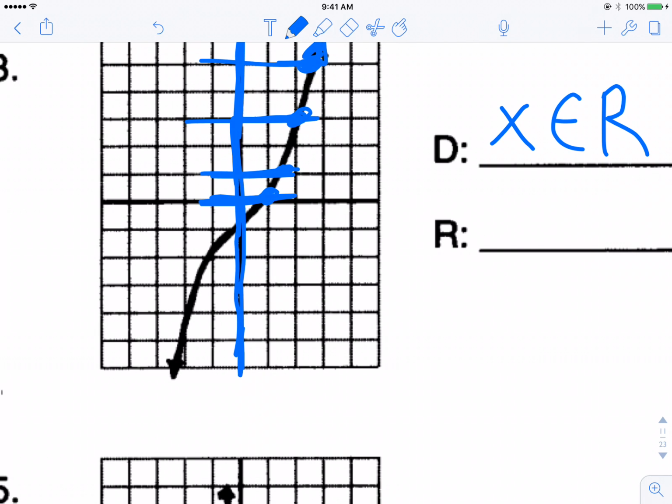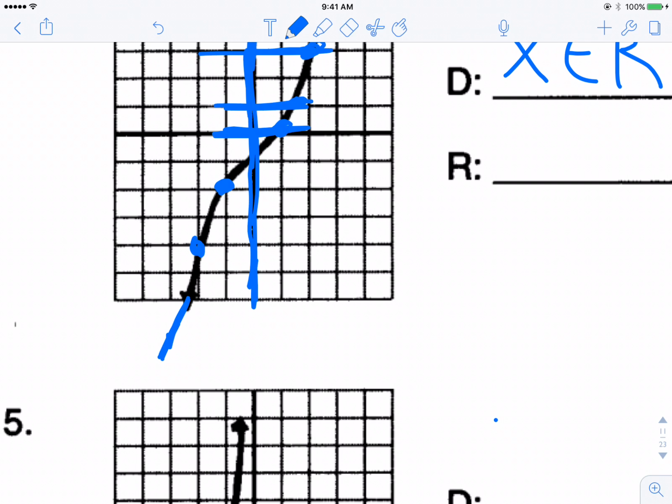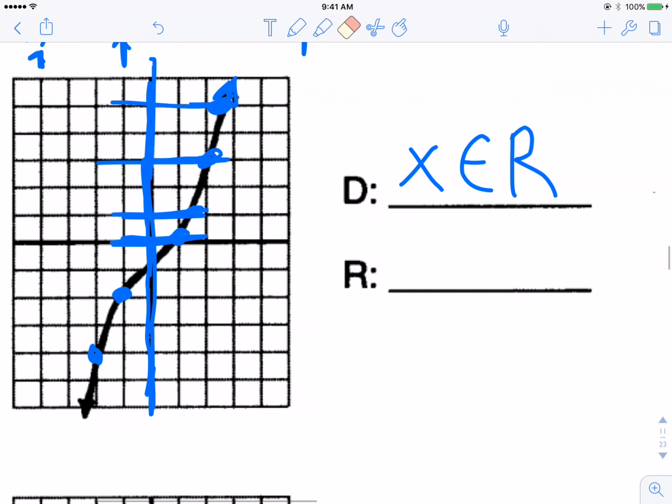Same with the other way. -1, -2, negative whatever would be right here where it crosses. And again, way down here in the millions, absolutely. Eventually it would get there. So y can be everything. Our range is all real numbers.